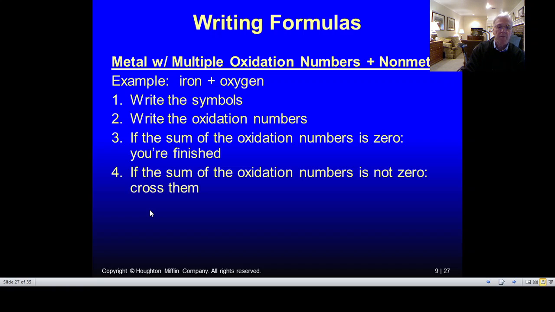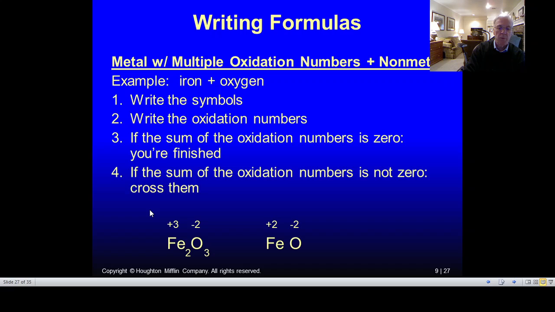Now, how do we write the formula for these compounds where the metal has more than one oxidation number? Well, the same way that we did when it was just a simple metal with a nonmetal. We write the symbols, we write the oxidation numbers, and if they add up to 0, we're finished, but if they don't, then we cross them. For example, let's say we have iron with a +3 oxidation number and oxygen with its -2. These oxidation numbers do not add up to 0, so we cross them, and we have Fe2O3 as the formula for iron 3 oxide.